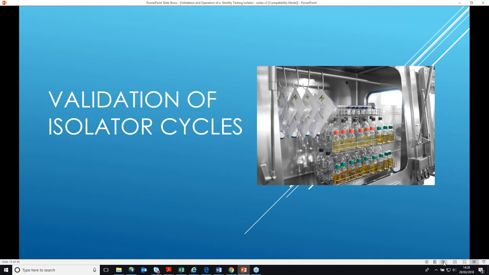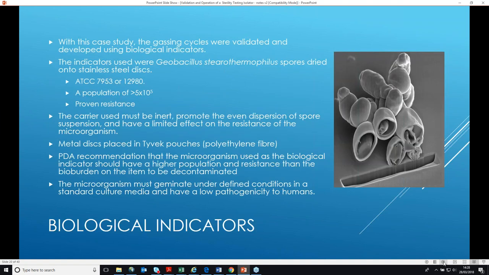Well, gassing cycles are validated and developed using biological indicators. And these are indicators using the same organism as would be used for moist heat sterilization, and that's spores of Geobacillus stearothermophilus. And these spores are dried onto stainless steel discs. Now, it's important that this carrier is inert, and it promotes the even dispersion of the spore suspension. And it must have a limited effect on the resistance of the microorganism.